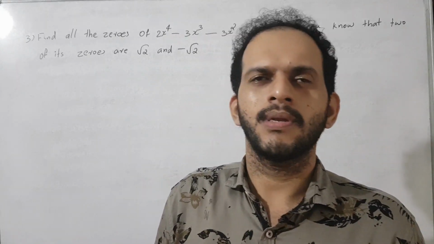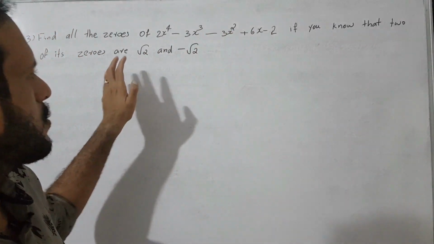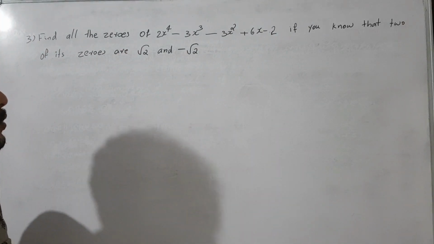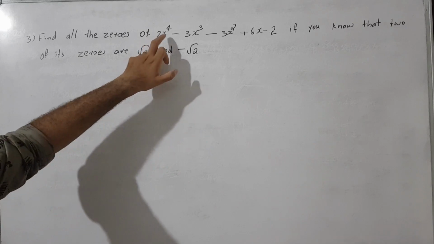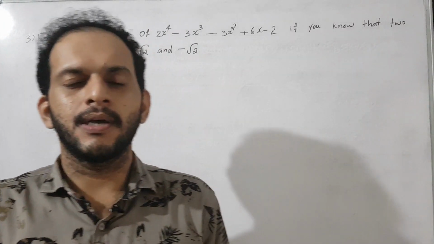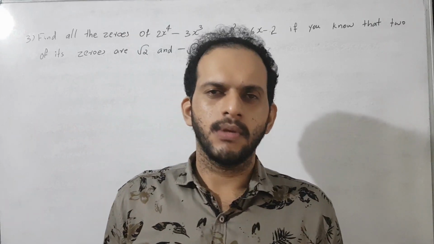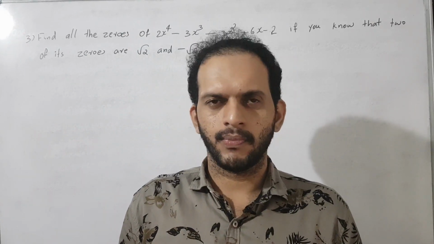Then what is the question? The question is given, we have one polynomial and two of its zeros are given, that is root 2 and minus root 2. It is a fourth degree polynomial. Then it is very clear, the polynomial has two more zeros. The question asks to find those zeros also.